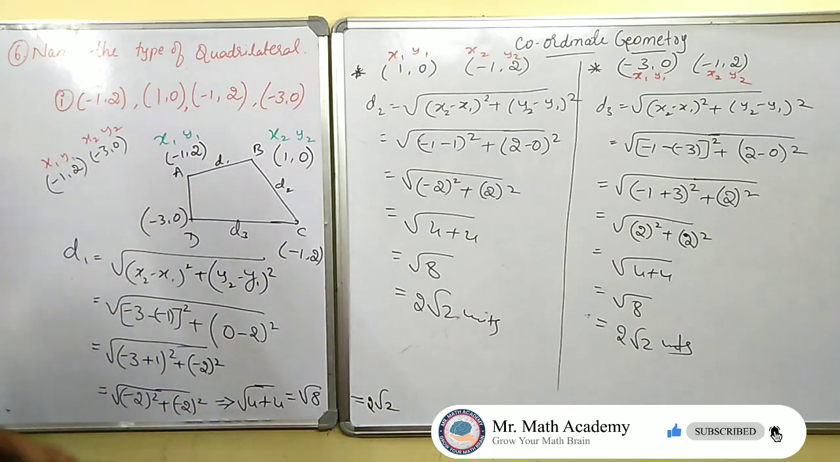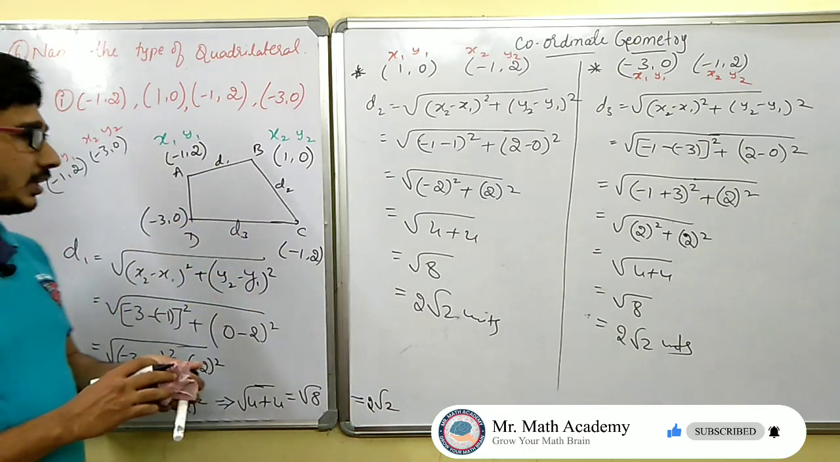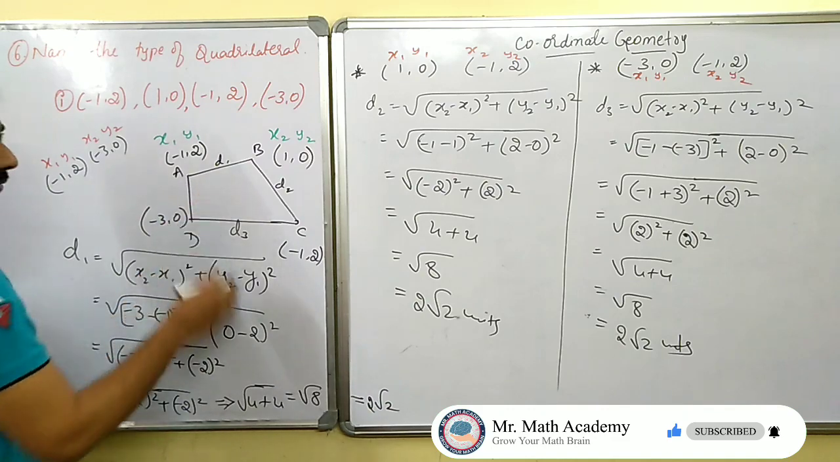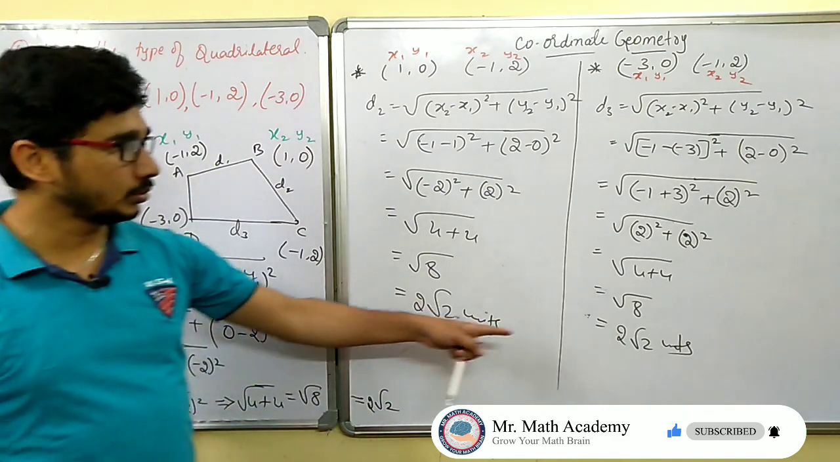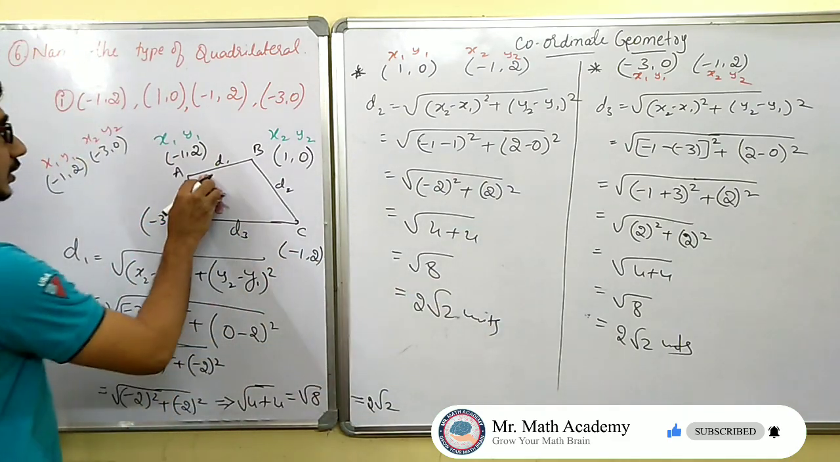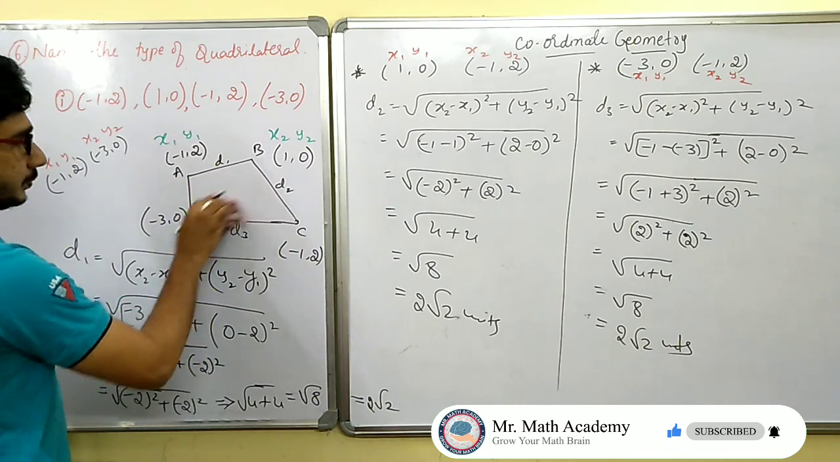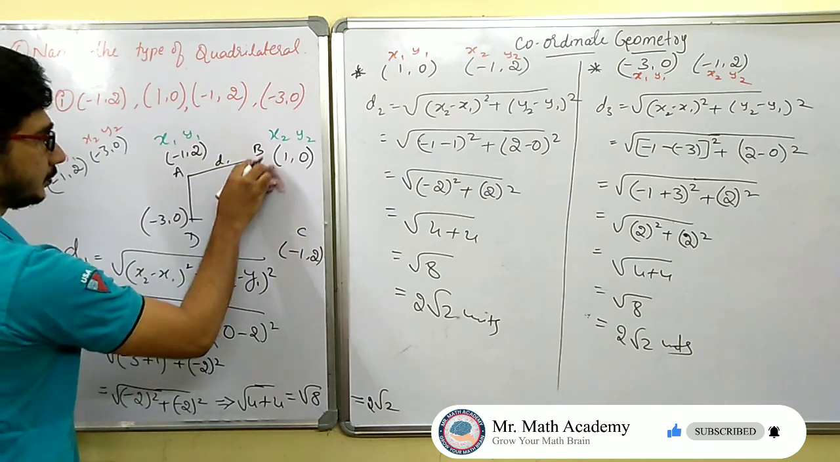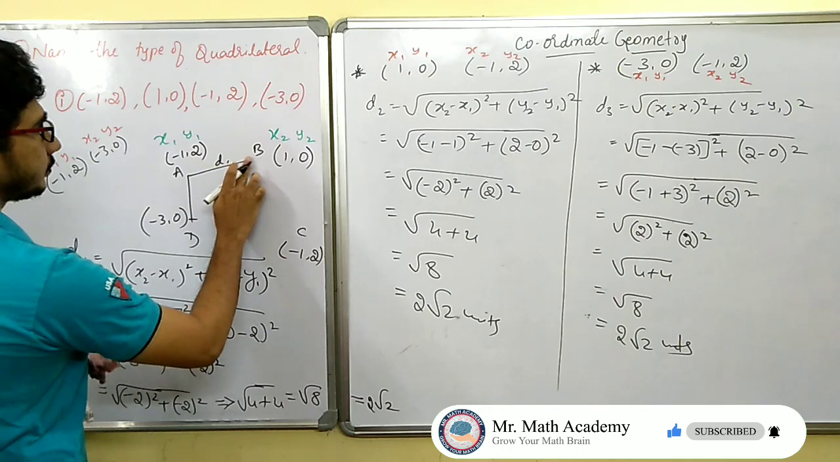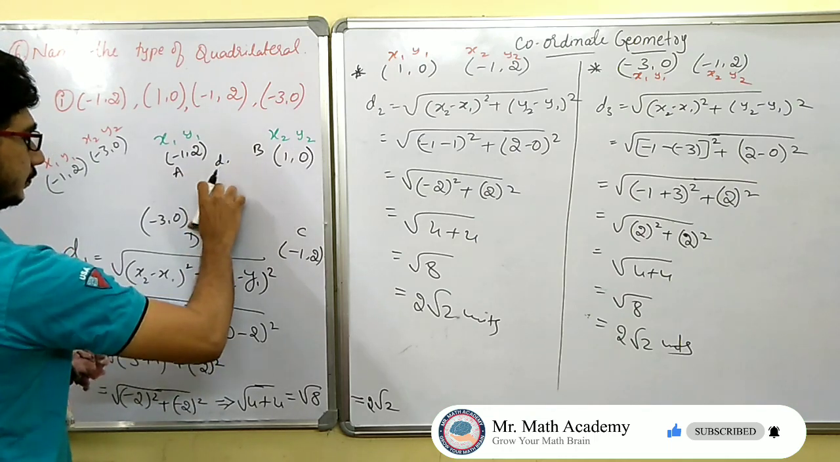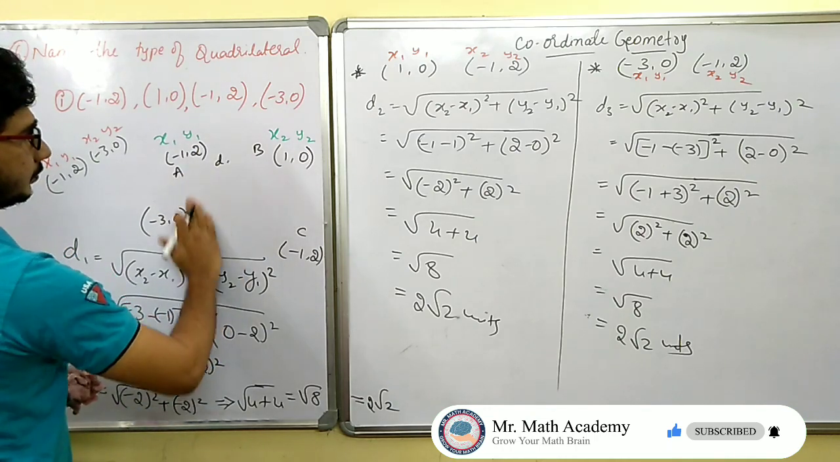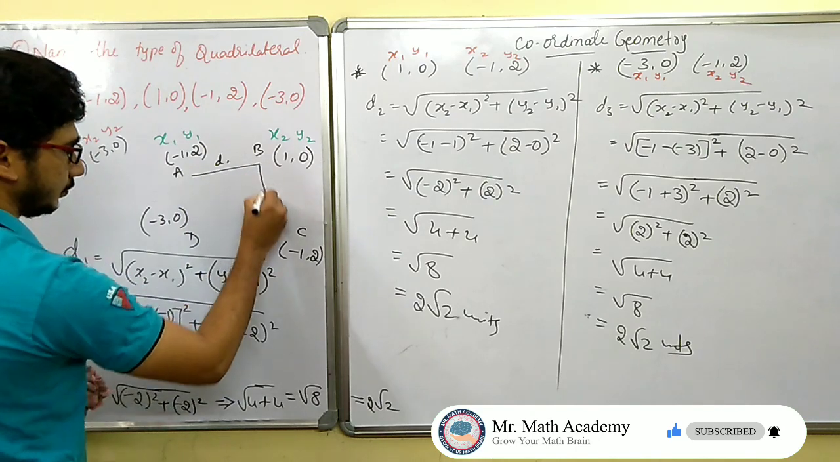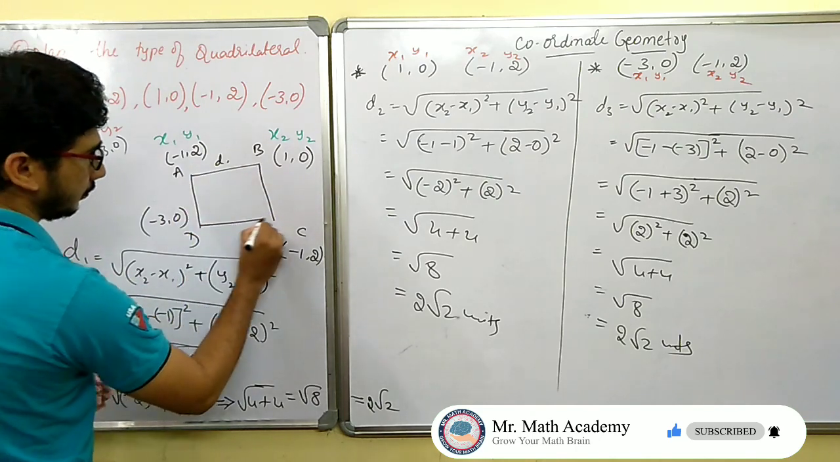So what does it mean? So the figure is not like this exactly. So I'll redraw the figure because all sides are 2 root 2, 2 root 2, 2 root 2, everything. So let me change the figure like, okay.